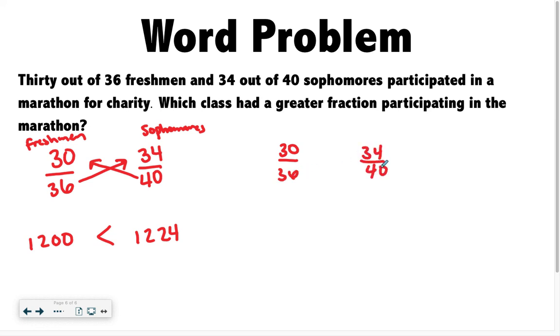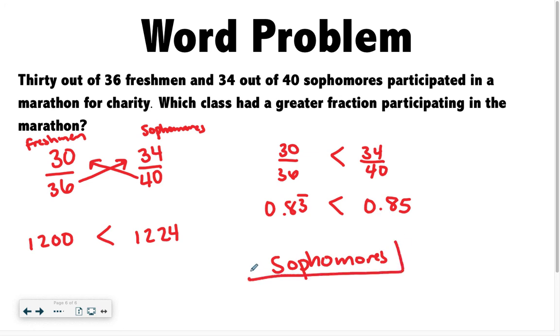Or another way you could do it is convert them to decimals. So 30 divided by 36 is 0.83 repeating, and 34 divided by 40 is 0.85. And you can see, again, I got that the sophomores had greater participation in the charity. So that would be my final answer.